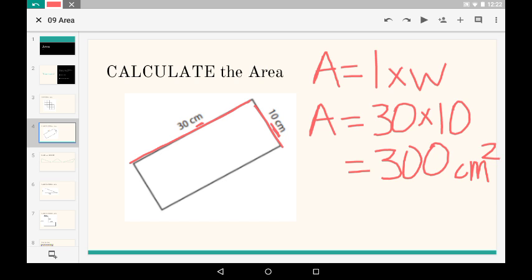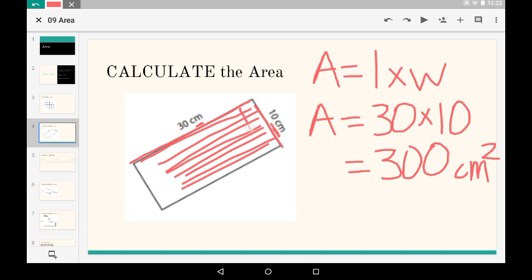And like I mentioned, if you broke this rectangle down into units that are 1 centimeter by 1 centimeter, you would have 10 going that way and 30 going this way, and you would literally have 300 square centimeters in that rectangle. So that's what you need to show. Formula, calculation, answer, units. Questions like this will always be out of 4 marks, so you need to make sure you show all of them if you want full marks.